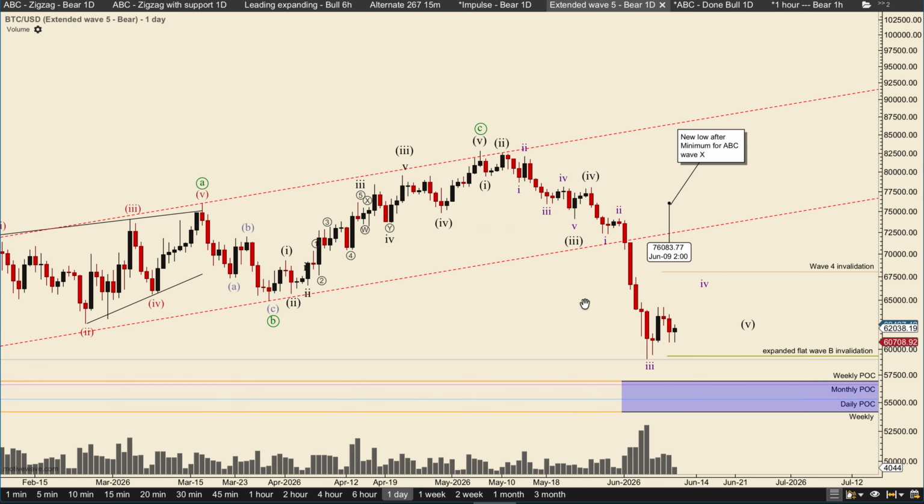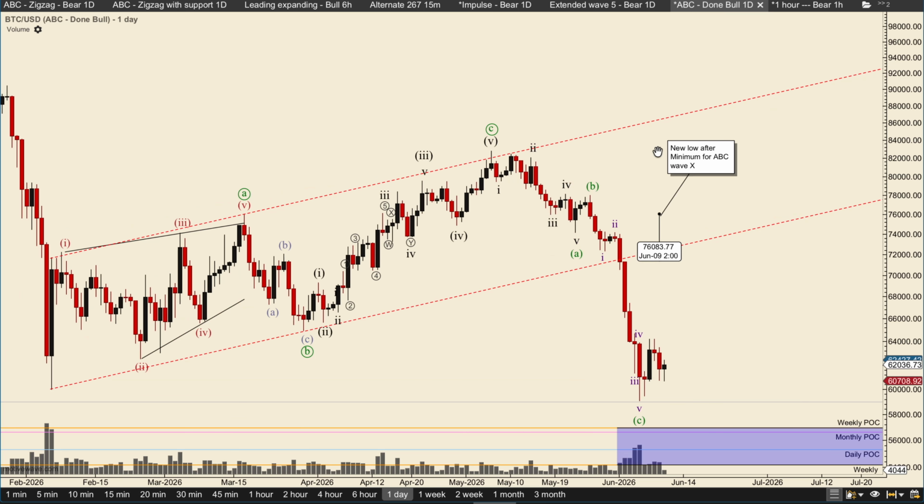Then there is the potential of counting this as well as a 1, 2, 3, 4, an extended wave 5. 1, 2, 3, 4, 5. And this is also looking for a 4 and then a move down in a wave 5, creating a new low. So the only scenario which is bullish is this.